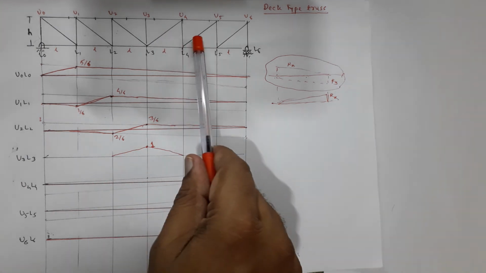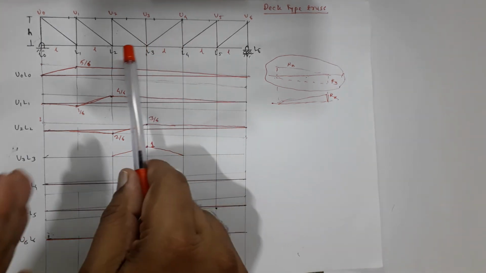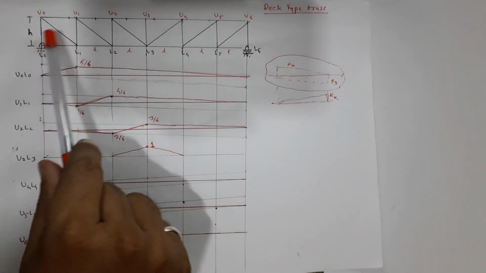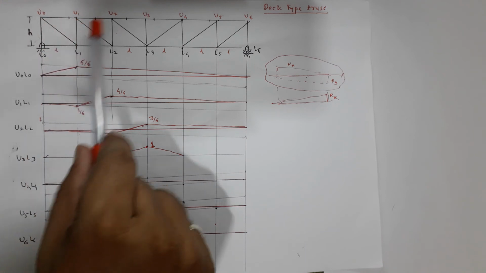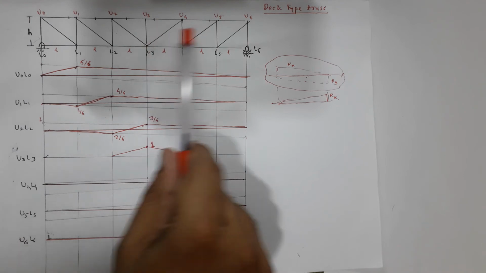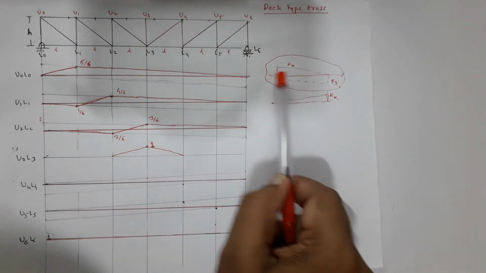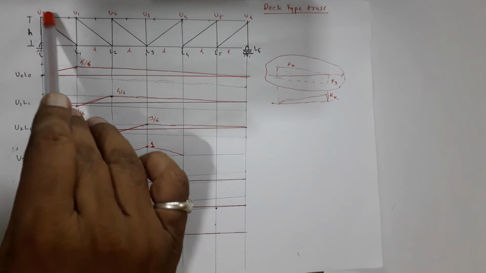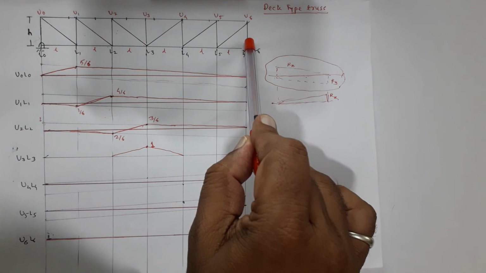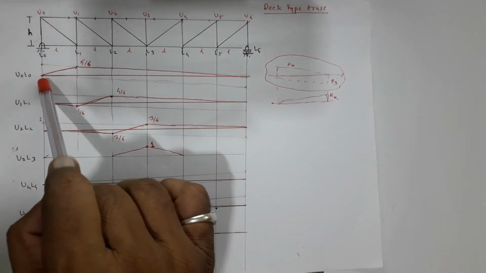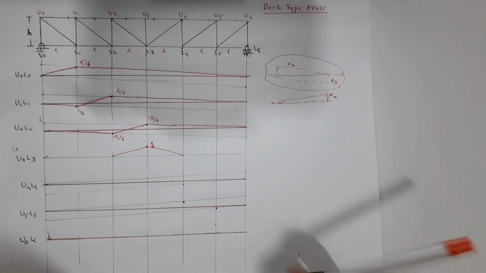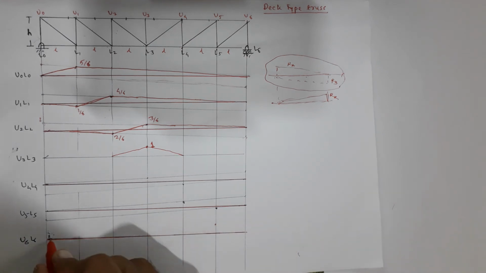Now in the left part we have drawn the ILD for these members, U0 L0, U1 L1, U2 L2, by considering these inclined members. Now for the right part we will have to consider these inclined members. Now the member U0 L0 and the member U6 L6 are going to have the same ILDs, with the only difference that this 5 by 6 will get repeated on the other side, and U6 L6 will have the ILD like this.